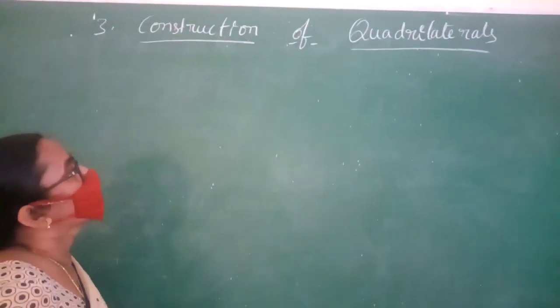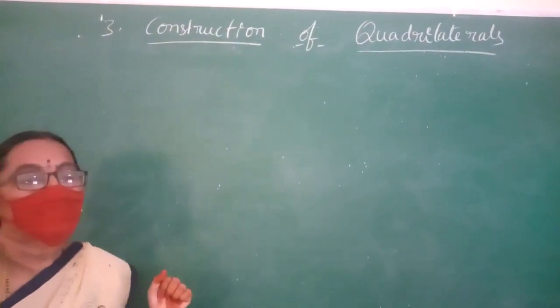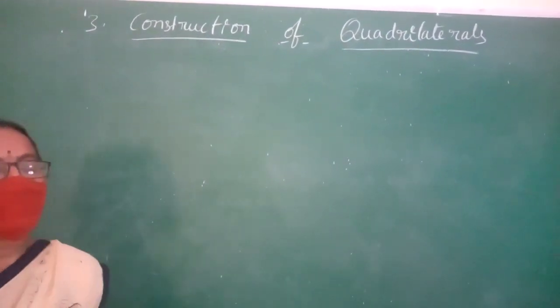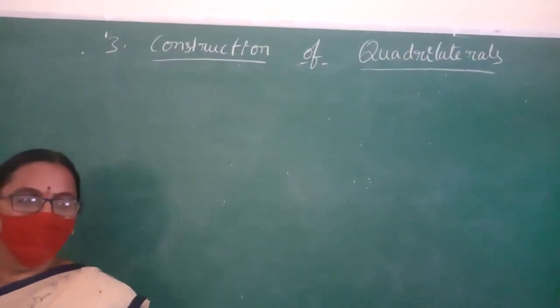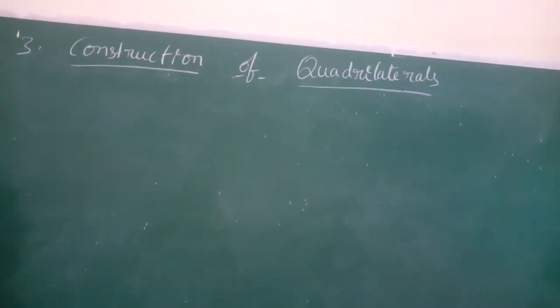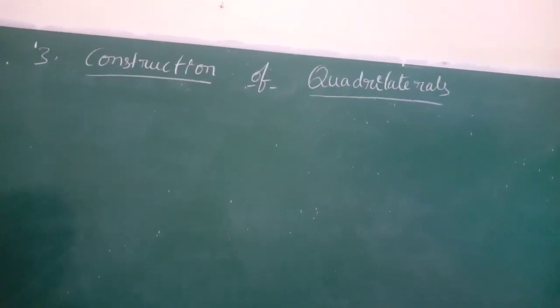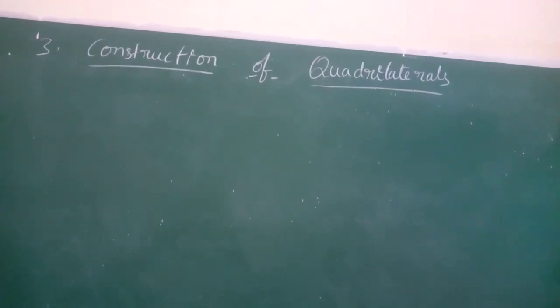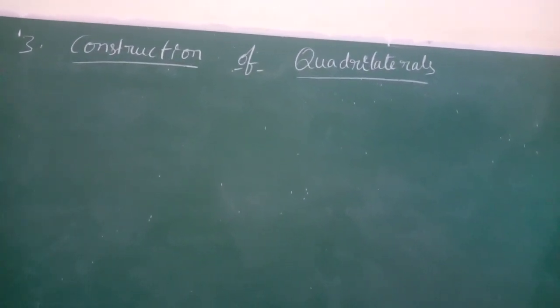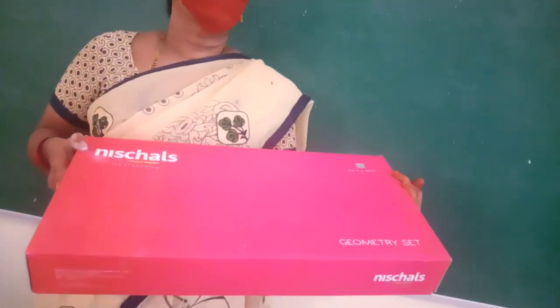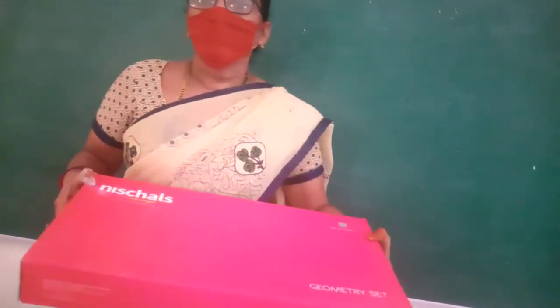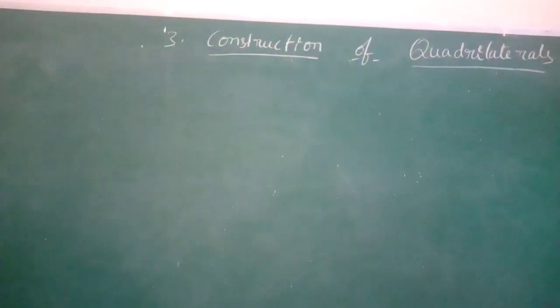Okay, before going to construction of quadrilaterals, how can you construct a quadrilateral? Yes, with the help of which instruments do we construct? The geometry box. You know the geometrical box? Children, this is the geometrical box supplied by Nischal Laboratory, by our SSA management. So in this one we have, see, I show all the instruments.